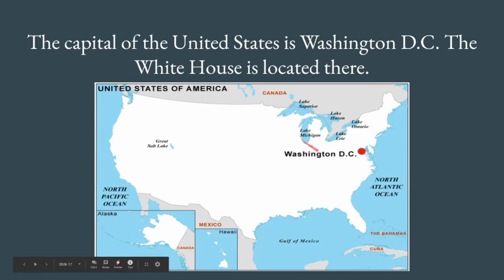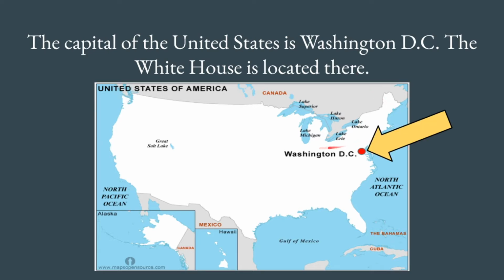All right, moving on. We're back into the United States again. And so, the capital of the United States is Washington, D.C. The White House is located there. And the White House is where the president lives. And so the Washington D.C. is located at this red dot right here, and I also have this arrow pointing to it. This here is Washington D.C.